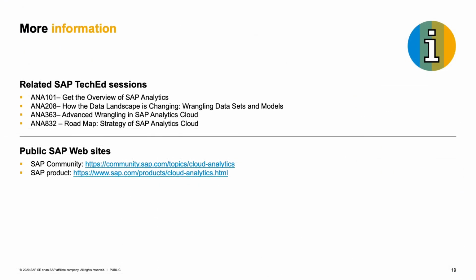So there are a few related sessions you may feel like attending. One of them, by the way, is a hands-on where you can take the new Smart Wrangler for a spin and really go through and use the new features and use the Wrangler expression language. There is a discussion on the relationship between different kinds of models. There's a roadmap discussion. And of course, we have the overall overview of SAP Analytics Cloud.